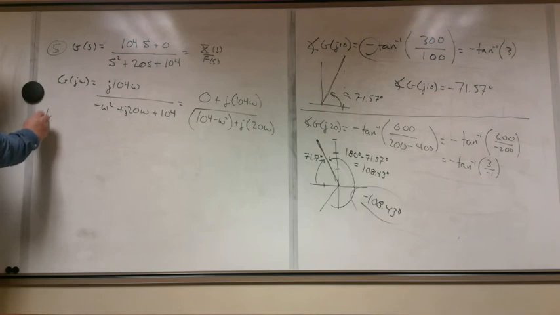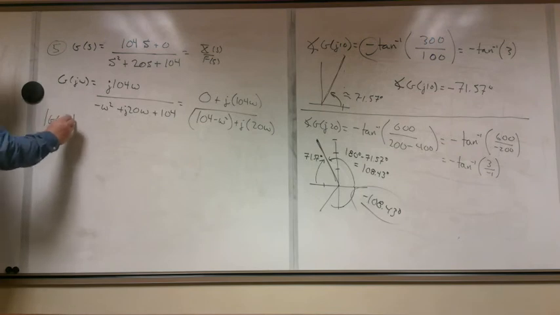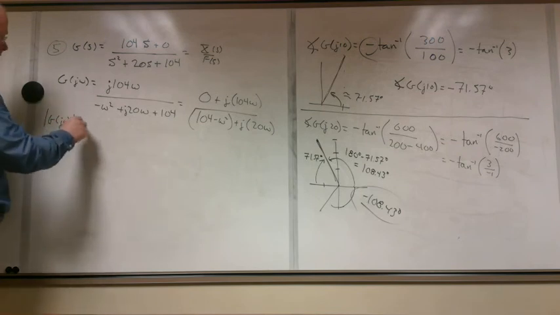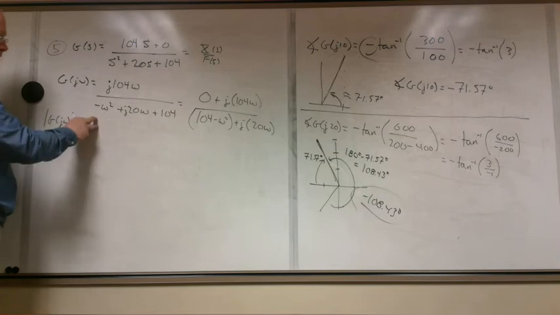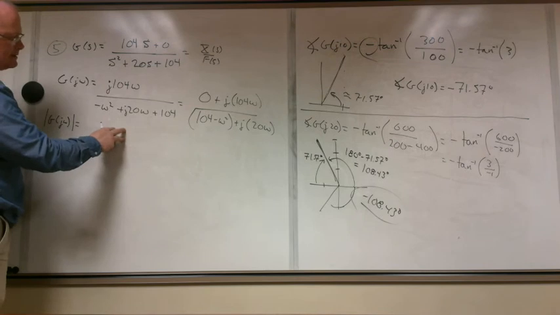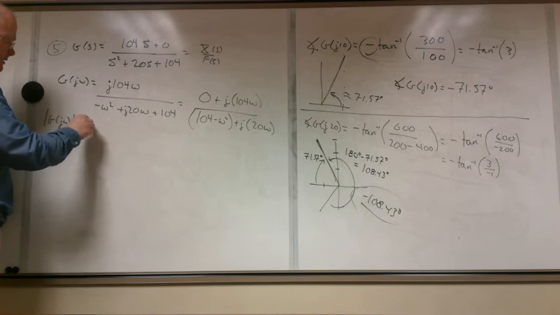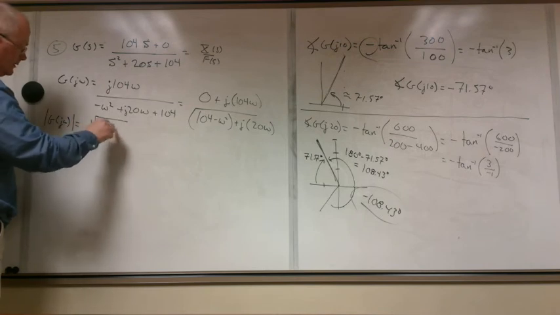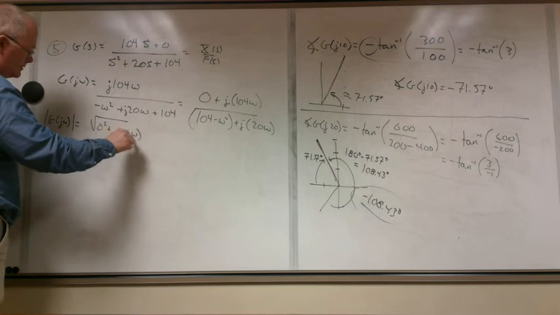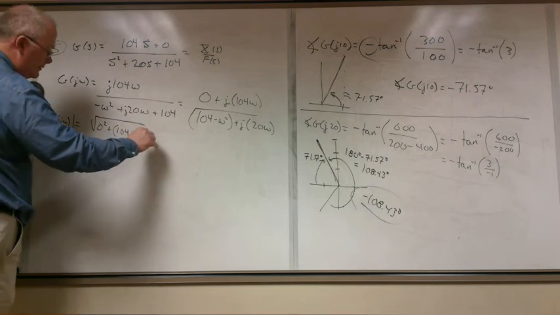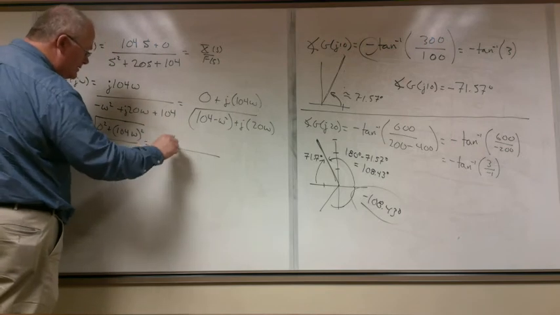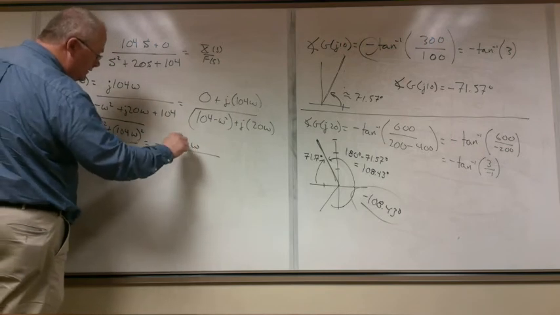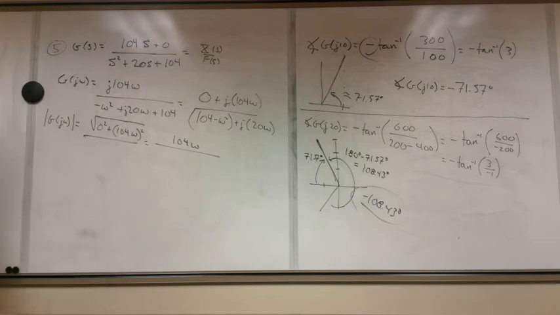Very similar to what we had before, but not the same thing. And so now the magnitude of G of j omega is going to be equal to the magnitude of the numerator, which is the real part squared, 0 squared, plus the imaginary part squared, 104 times omega squared, which, don't you know it, that's equal to simply 104 omega. Okay, that happens sometimes, not the next problem. Okay, so we're still kind of leaving it alone.